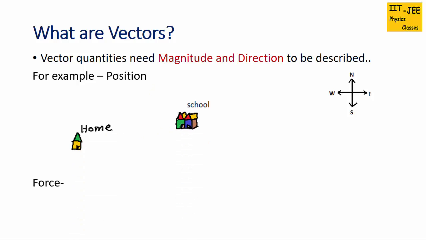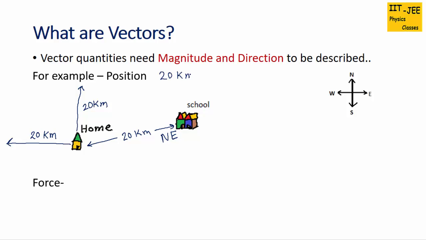Suppose we have to describe position of school with respect to the home. So we will say the distance between home and school is 20 kilometers. This is only distance. But in which direction? 20 kilometers towards west is not the school. 20 kilometers towards north is also not the school. So school is 20 kilometers in the northeast direction. So position needs magnitude like 20 kilometers and also direction, northeast. That's why position is a vector quantity.